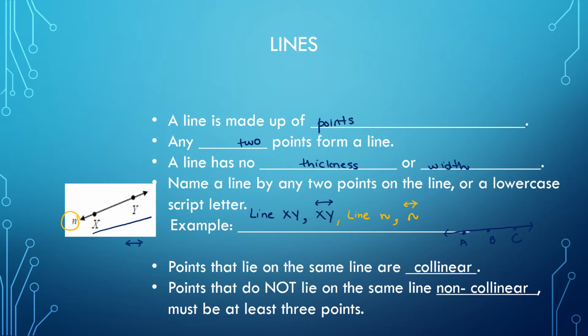Now, non-collinear means that they are not on the same line. So let's look at a line. This blue line, there's point A and this is point B. There's another point, point C, which does not lie on the blue line. So point C is non-collinear to A and B.